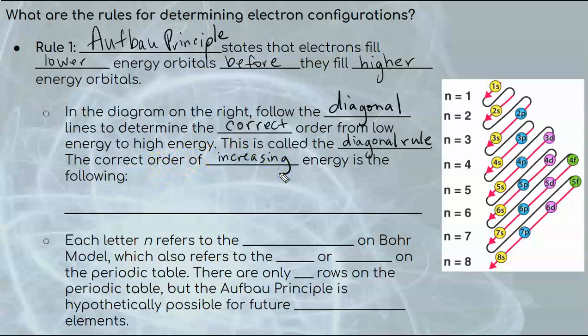Give me a moment to really explain how the list goes. Let's follow this diagonal line. 1s is where we're going to start. Think back to a Bohr model. That 1 is referring to the Bohr model, and it's actually written right here. Each letter n refers to the energy level on the Bohr model, okay? So the first energy level only has an s sublevel, and that's where it starts.